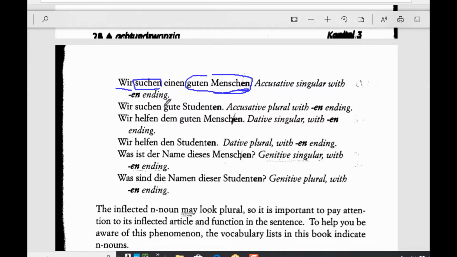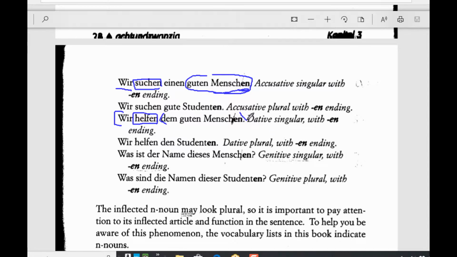Let's do this one here. Wir helfen dem guten Menschen, everybody. Wir helfen dem guten Menschen. So helfen takes what, remember, as a verb? What case does it always like to take? I can't remember immediately. The dative case. It takes the dative. So you have the dative in this whole phrase here, dem guten Menschen.